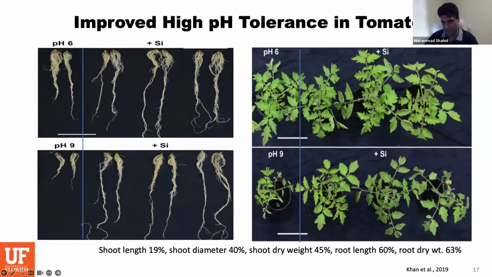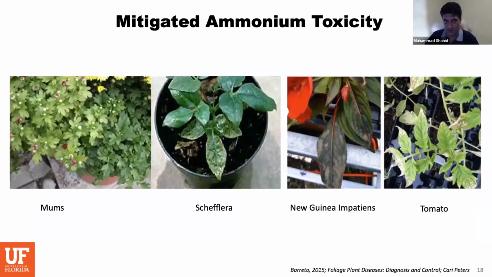And here, if you look at the plants, the plant is shorter and not looking healthy, but at pH 9 when they added silicon, it enhanced plant growth. Overall, there was a 19% increase in shoot length, 40% in shoot diameter, 45% in shoot dry weight, 60% in root length, and 63% in root dry weight. So this is how silicon is also helpful to give tolerance to any pH fluctuation in the nutrient solution.